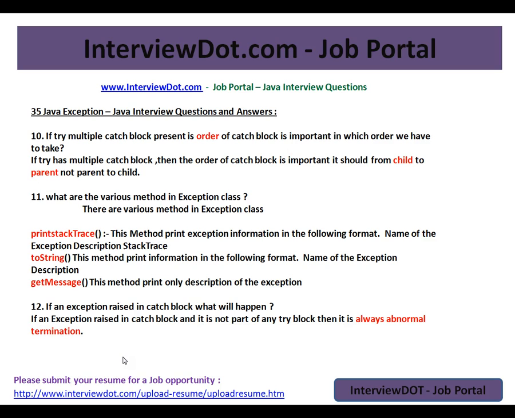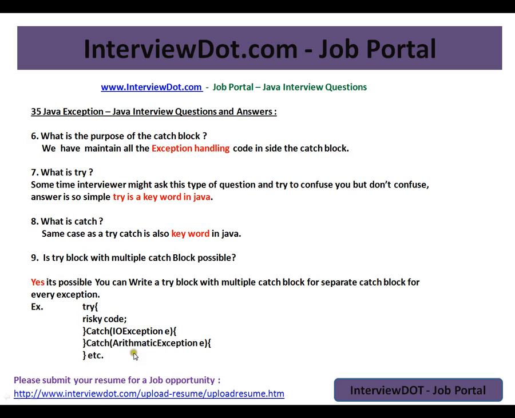If try has multiple catch blocks, then the order of the catch blocks is important. Please remember, if the try has multiple catch blocks, then the order of the catch blocks is very important. It should be from child to parent and not parent to child. So always the Exception class should come at the end, and its child classes should go at the top. So at the end it should always be Exception.